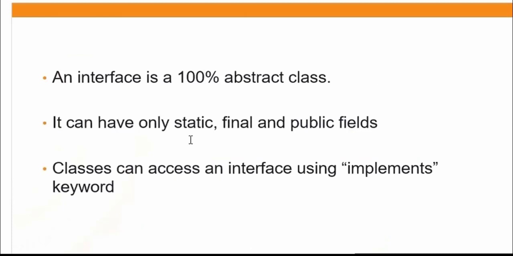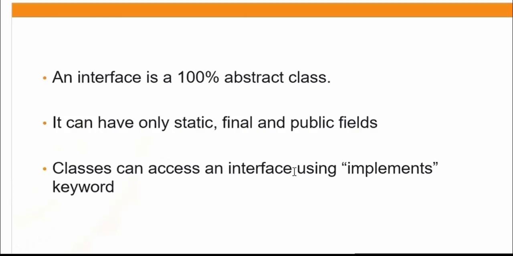Then an interface is a 100% abstract class. What do I mean by 100% abstract class? I will show you. It can have only static, final and public fields. In case you try to create fields with private data, it's not allowed. Remember, the field is in a sense like a data type, right? In an abstract class we can even have private data types, but here you cannot have private data types. It has to be public, final or static, right?